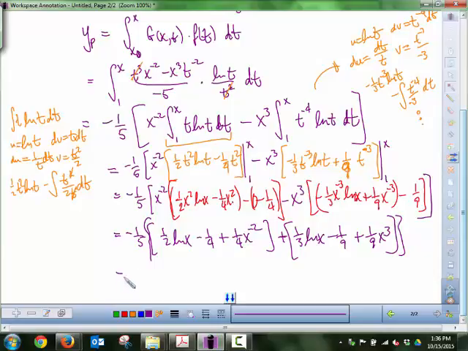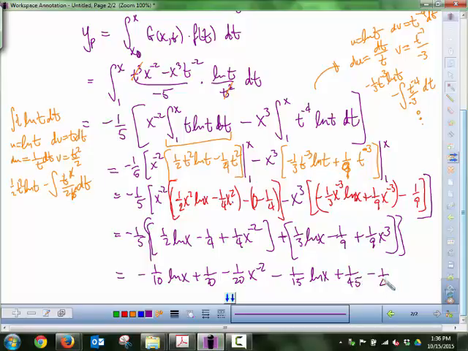So let's do that. So negative 1/10 ln x, negative 1/20 x to the negative 2, plus, minus 1/15 ln x, plus 1/45, minus 1/45 x cubed.